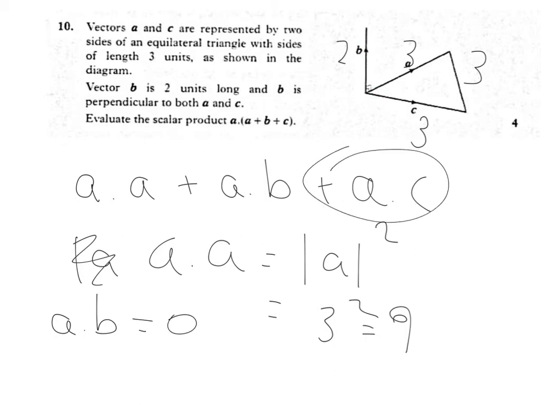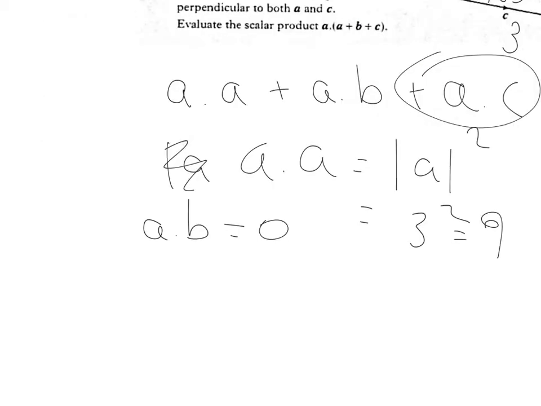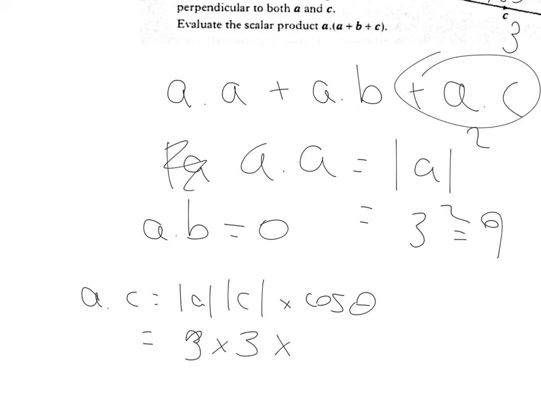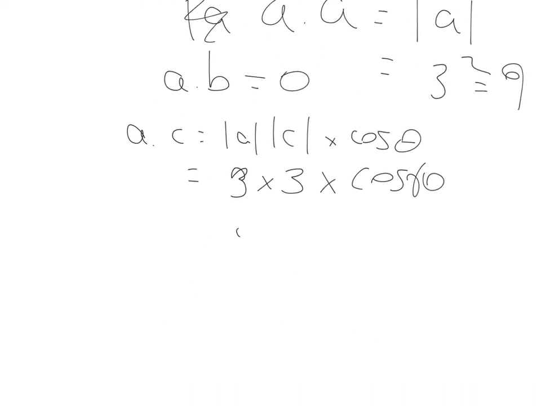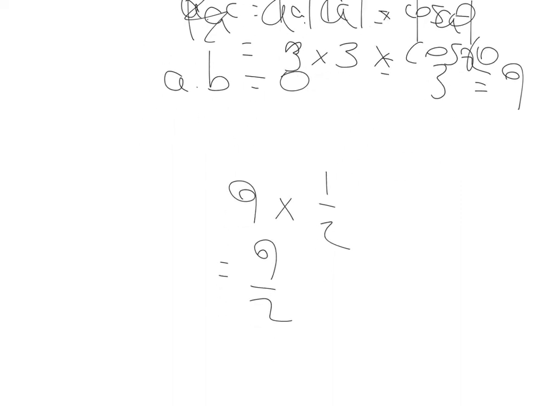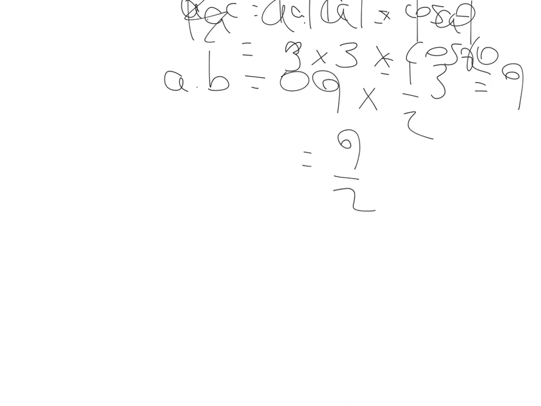Next one I'm going to look at is a dot c. It's an equilateral triangle, so the angle in here must be 60 degrees. So a dot c is magnitude a times magnitude c times cos theta, and the magnitude of a is 3 times magnitude of c, which is 3, times cos 60. So that's 9 times 1/2, that's 9 over 2. So the final answer to the question is 9 plus 0 plus 9 over 2, and that's 13.5.